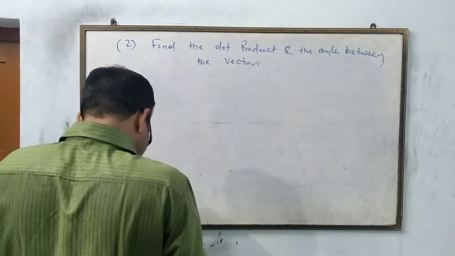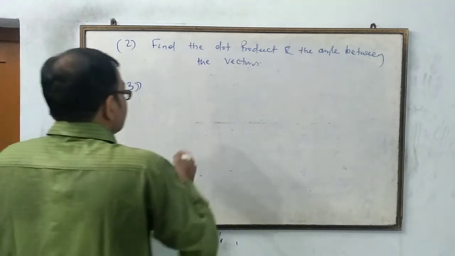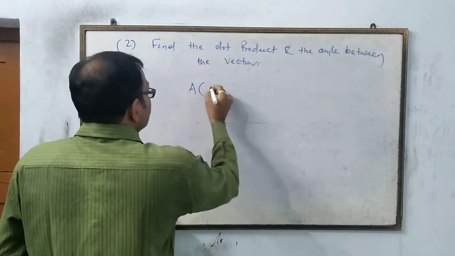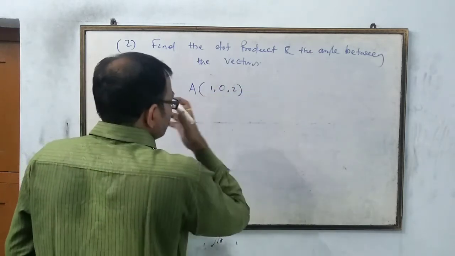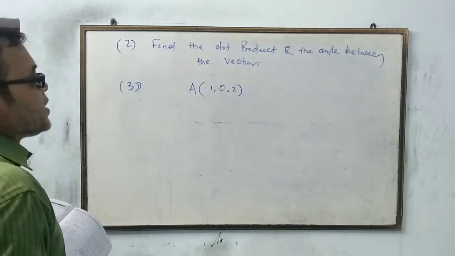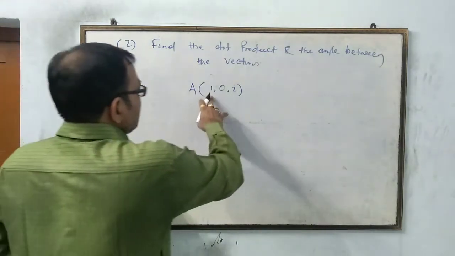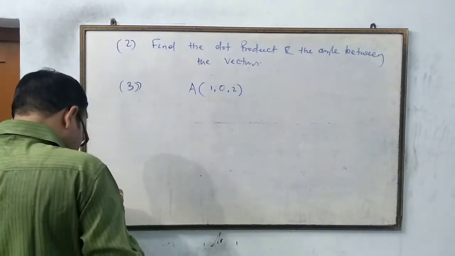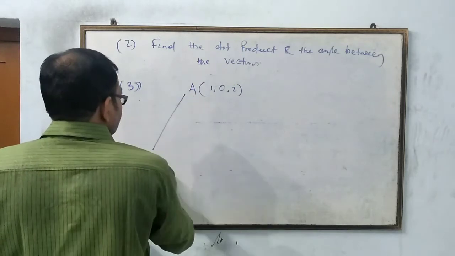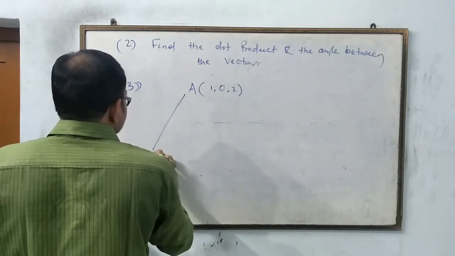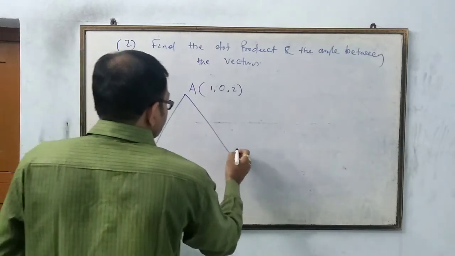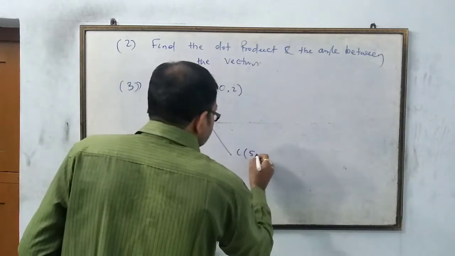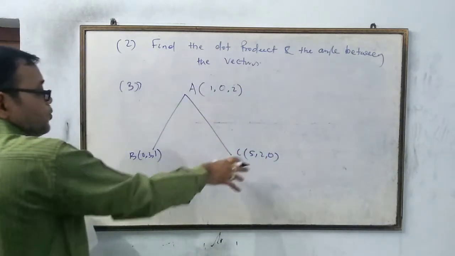Question number 3. A is a vector, given as 1, 0, 2. A is a vector means its position vector is given as 1, 0, 2. B is a vector 0, 3, 1. C is another vector with 5, 2, 0. I am saying these points are vectors because these are the position vectors.